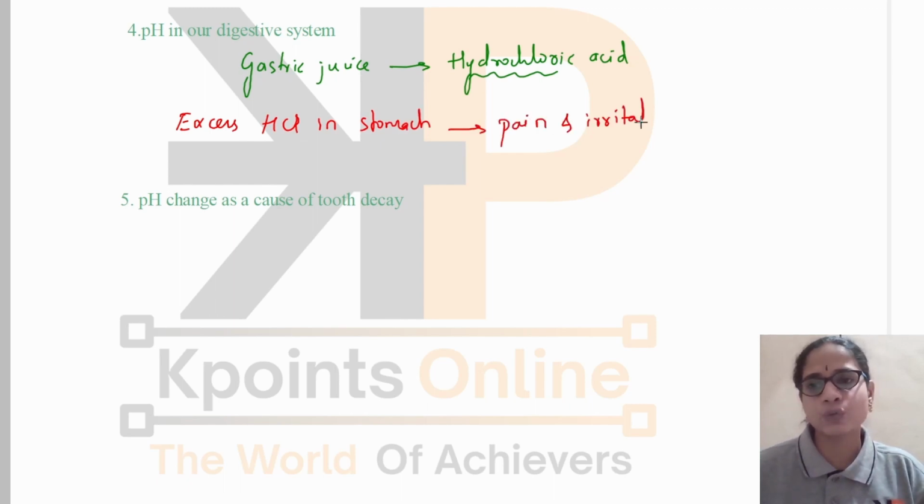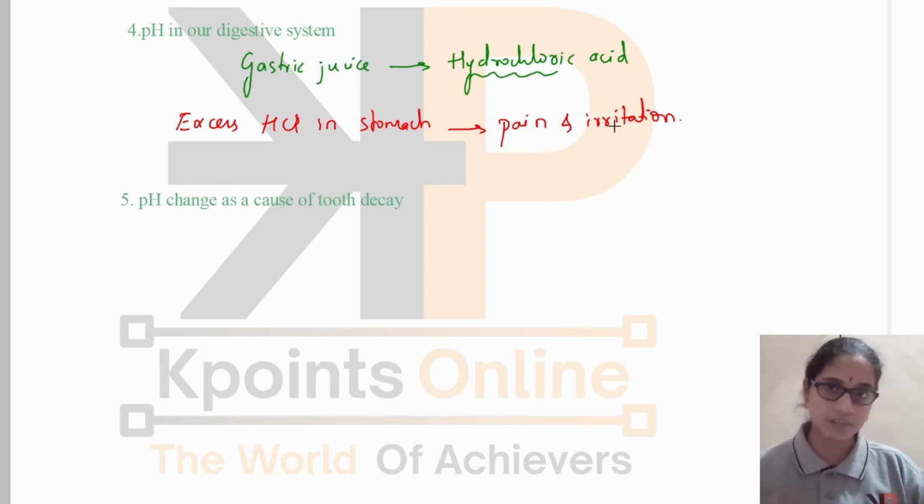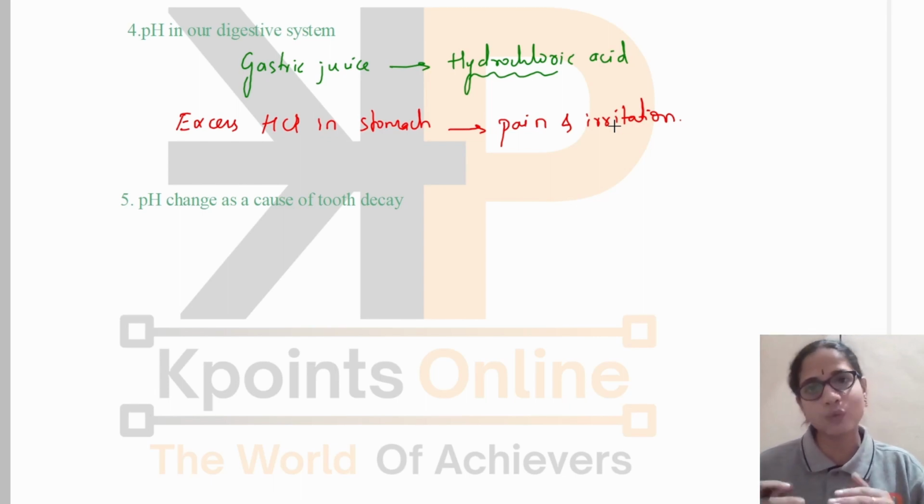Then what we need to do, we have studied about the neutralization reaction. Let us apply this neutralization reaction in this concept. We know that bases will nullify the effect of acids and acids will nullify the effect of bases. Now if I am suffering from indigestion and my stomach is producing excess hydrochloric acid, then I need to decrease the effect of this hydrochloric acid. How can I do it? By adding a base into my stomach.